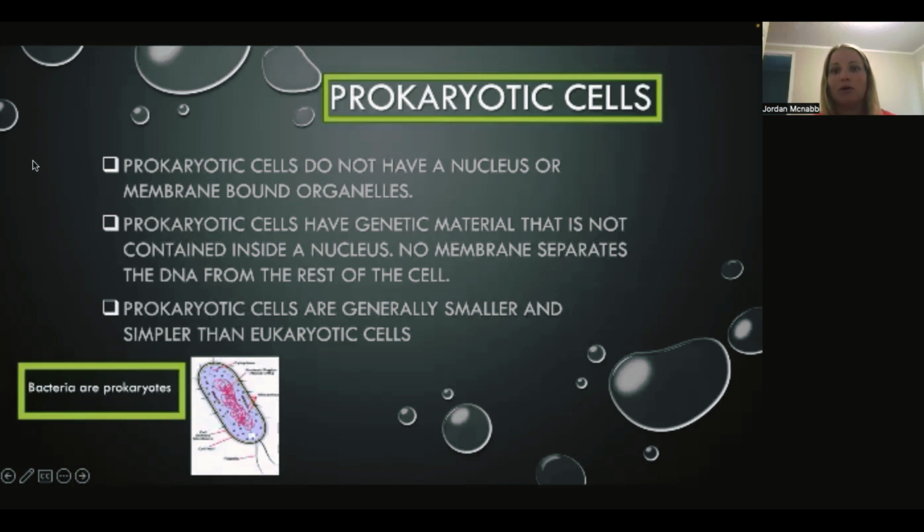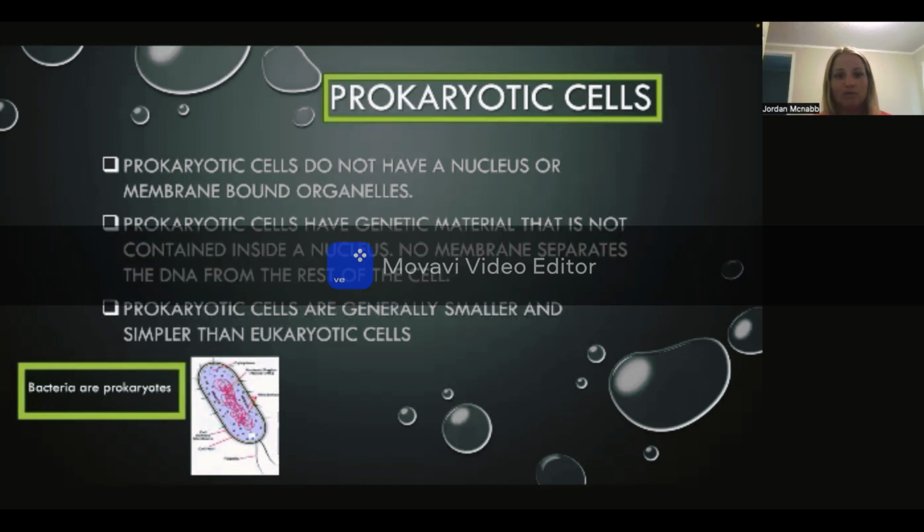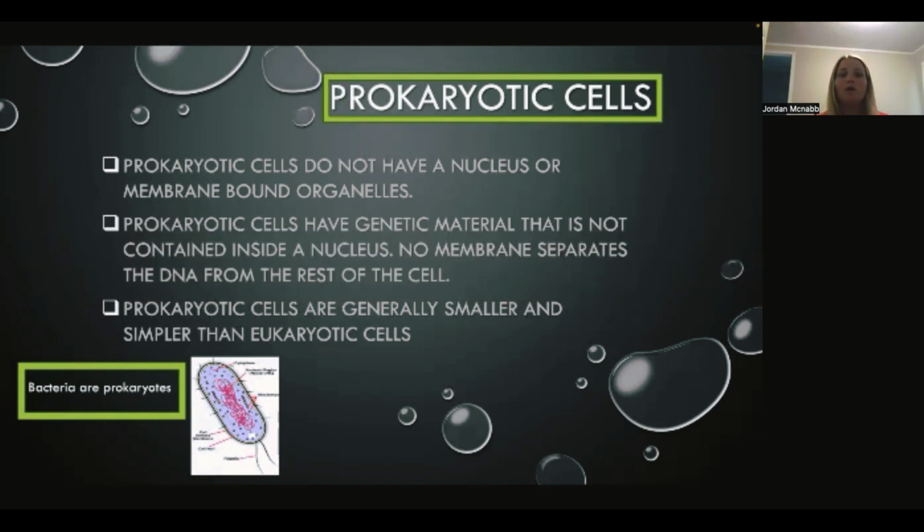Specifically focused on prokaryotic cells. Prokaryotic cells do not have a nucleus or membrane-bound organelles. Prokaryotic cells have genetic material that is not contained inside a nucleus. No membrane separates the DNA from the rest of the cell. Prokaryotic cells are generally smaller and simpler than eukaryotic cells.